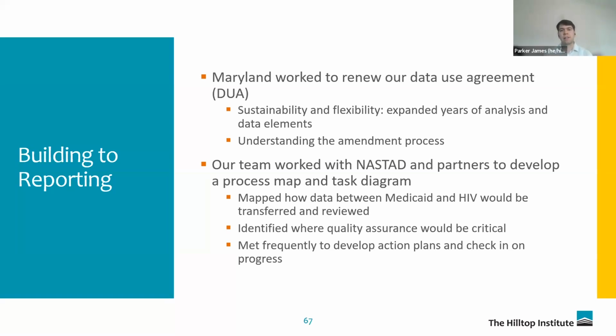We also made sure, as a group, to understand the amendment process. Everyone was familiar with, if we wanted to bring a new partner into the project, for example, what that would look like. So we made sure to all be on the same page as we were working through renewing our DUA. Our team worked really closely with NASTAD and partners to, at the same time, begin to develop materials that would set us up for success once we were able to share data. So our process map and task diagrams were really helpful because they mapped how data were going to be transferred between Medicaid and HIV, how data was going to be reviewed, the quality assurance steps that would be built in. And so we met frequently to develop our action plans, our aim statements, those tools that Joyce shared. They were all really helpful in terms of setting us up for success. So next slide, please.